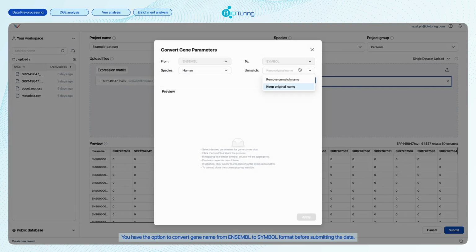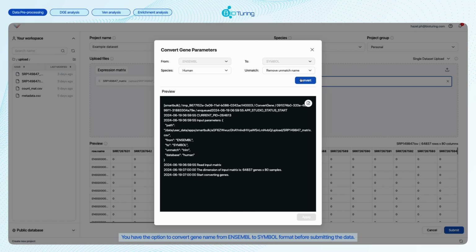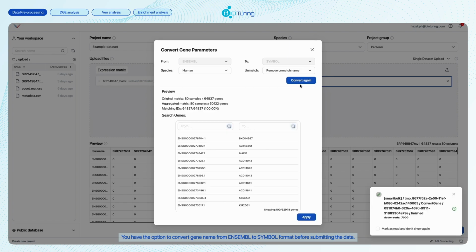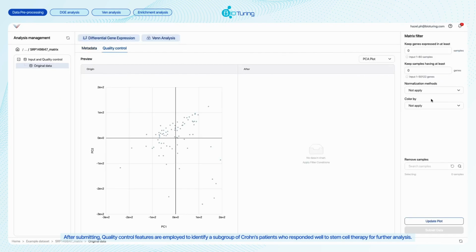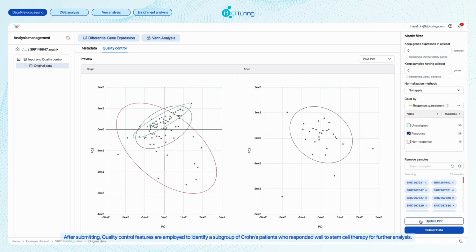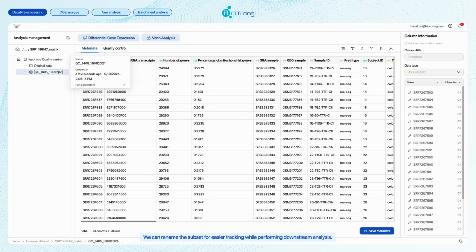You have the option to convert gene names from Ensembl to symbol format before submitting the data. After submitting, quality control features are employed to identify a subgroup of Crohn's patients who responded well to stem cell therapy for further analysis. We can rename the subset for easier tracking while performing downstream analysis.